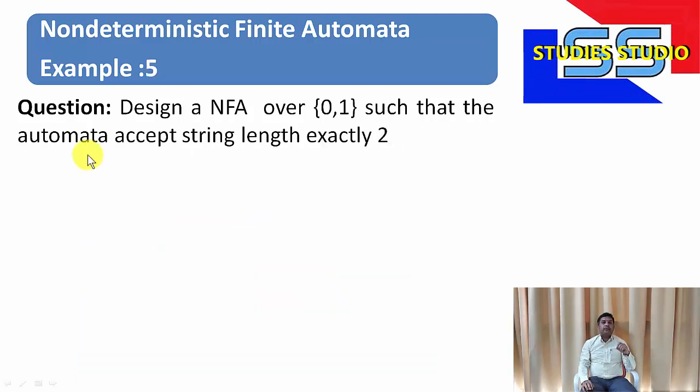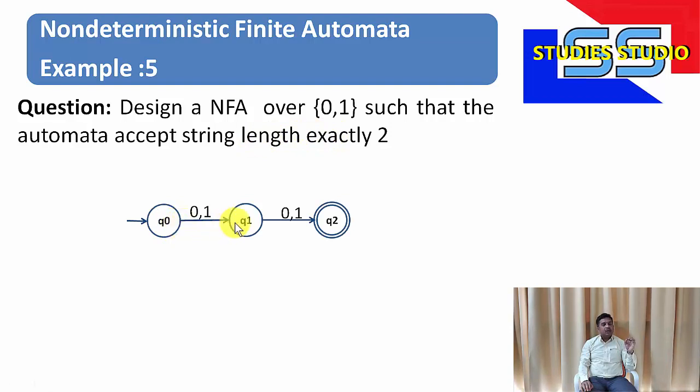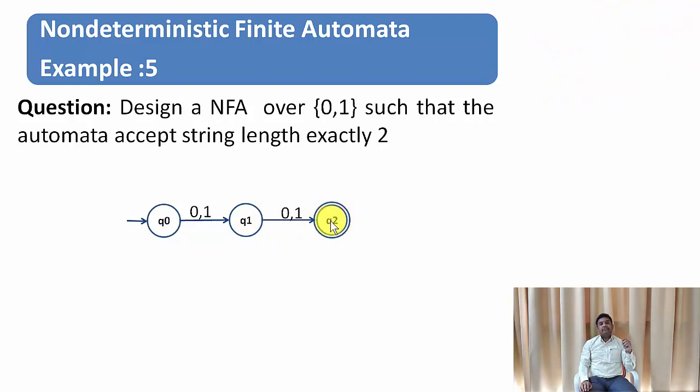Let us discuss one more problem. Design an NFA over 0 and 1 such that the automata accepts string length exactly 2. Q0 is the starting state. On 0 and 1 you can come to Q1, and again on 0 and 1 you can come to Q2, which is the final state. So this is the NFA.